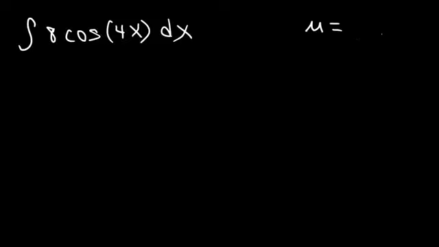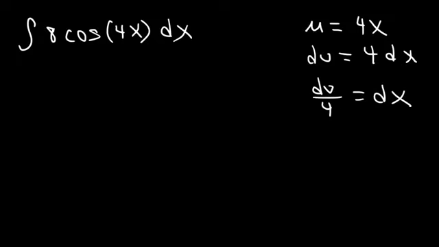Let's try another problem. Go ahead and find the integration of 8 cosine 4x dx. So what should we make u equal to? We need to make u equal to 4x. du will equal 4 dx. And if we divide by 4, du over 4 is dx. So let's replace 4x with u, and let's replace dx with du divided by 4.